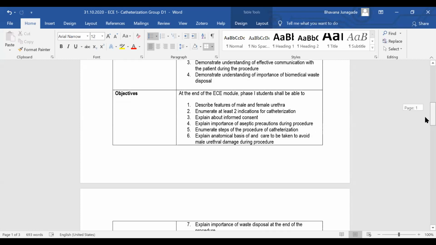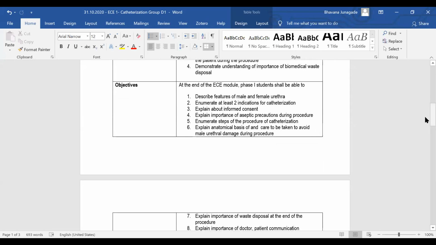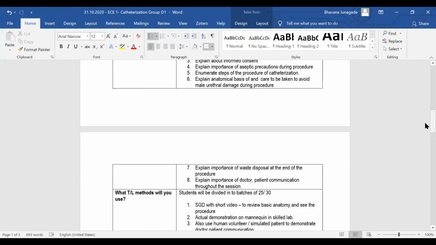The objectives are, at the end of this ECE module, phase 1 student will be able to describe features of male and female urethra, enumerate at least 2 indications for catheterization, explain about the informed consent, explain importance of aseptic precautions during procedure, enumerate steps of the procedure of catheterization, explain anatomical basis of and care to be taken to avoid male urethral damage during the procedure, explain importance of waste disposal at the end of the procedure, explain importance of doctor-patient communication throughout the session.